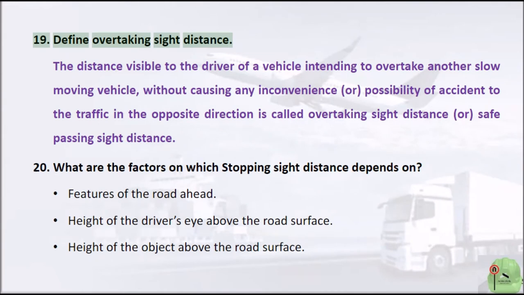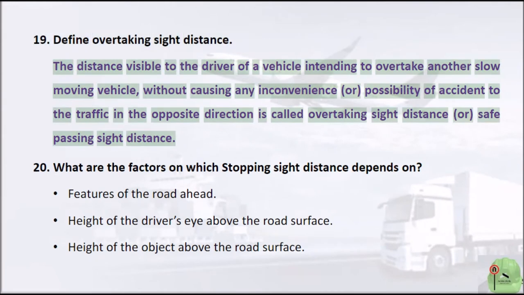Define overtaking sight distance. The distance visible to the driver of a vehicle intending to overtake another slow-moving vehicle, without causing any inconvenience or possibility of accident to the traffic in the opposite direction, is called overtaking sight distance, or safe passing sight distance.